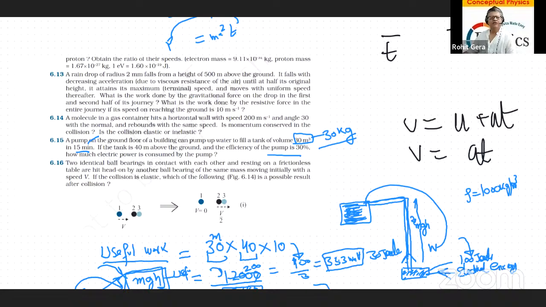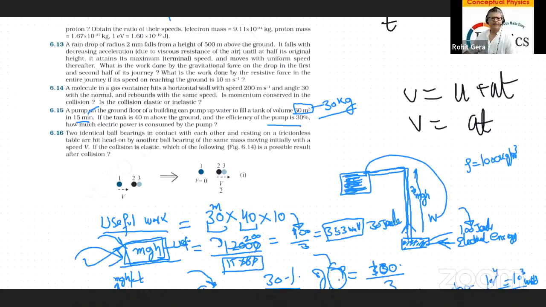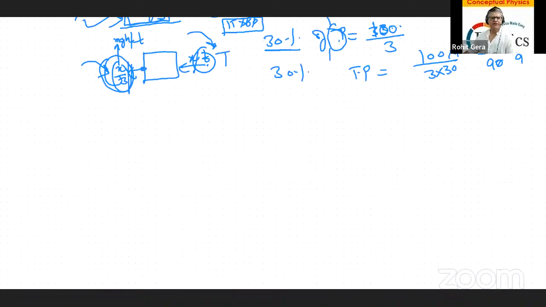The question is, what is the work done by the gravitational force on the drop in the first and second half? In the first half you have viscous force, it reaches the highest velocity, and then in the second half there is no change in the velocity, it doesn't slow any further. So first we should know what is happening in the first half, right? Some kind of variable force is acting on the drop.